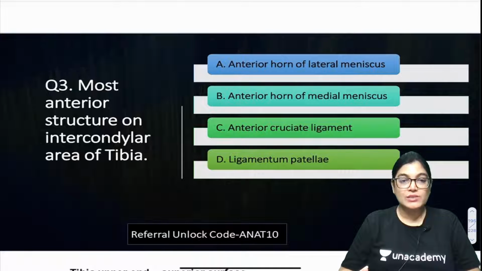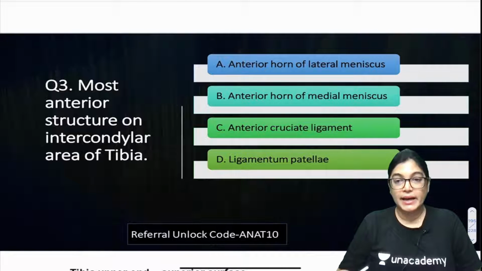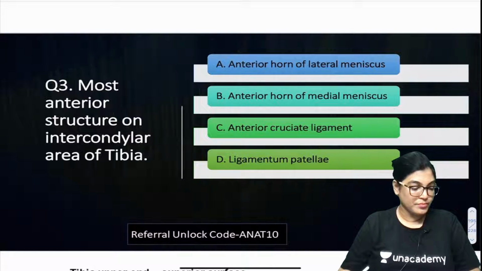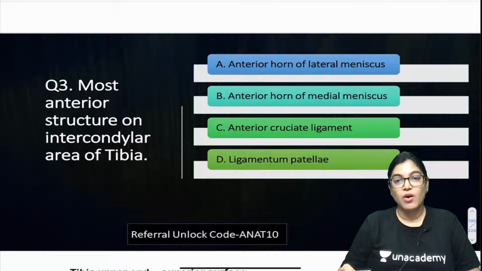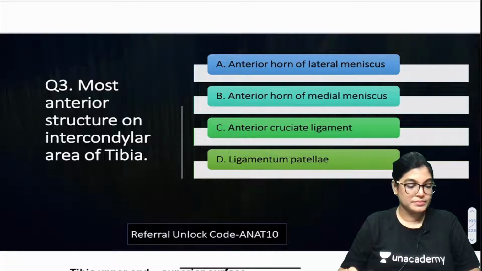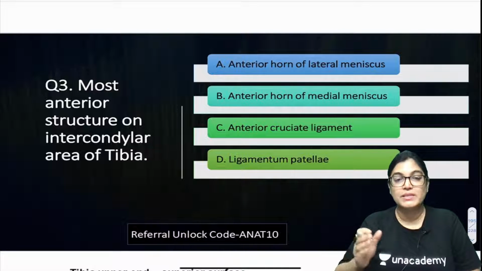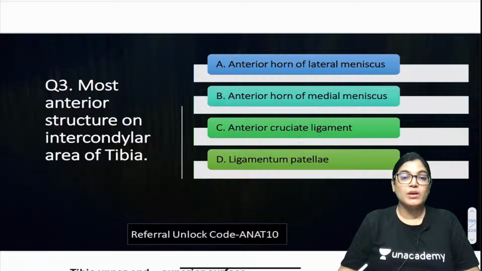Most anterior structure on intercondylar area of tibia. A. Anterior horn of lateral meniscus. B. Anterior horn of medial meniscus. C. Anterior cruciate ligament. D. Ligamentum patellae. You have to tell me the most anterior structure in the intercondylar area of the tibia, that means the area between the two condyles of the tibia.